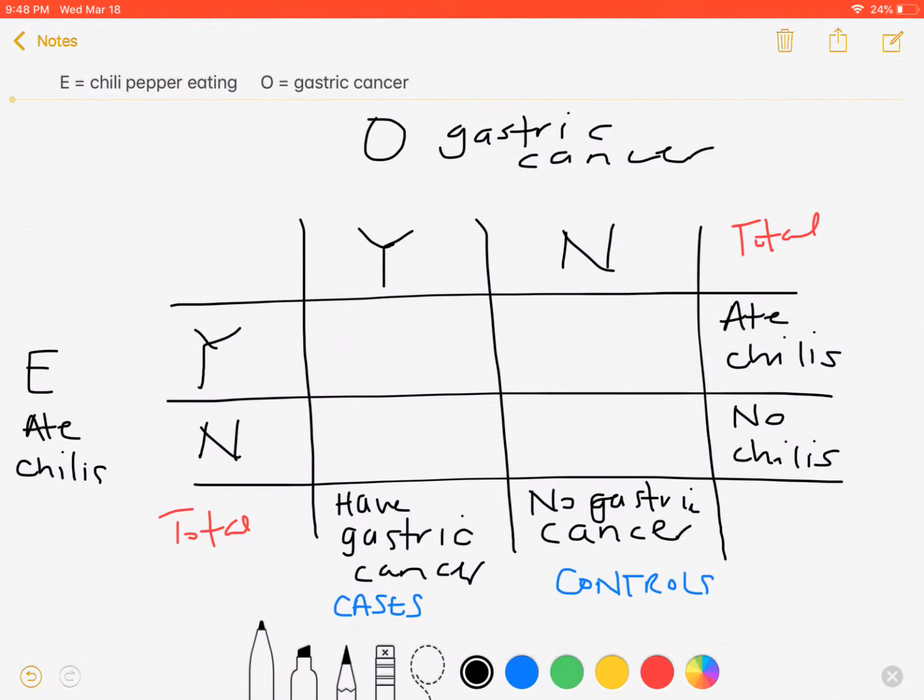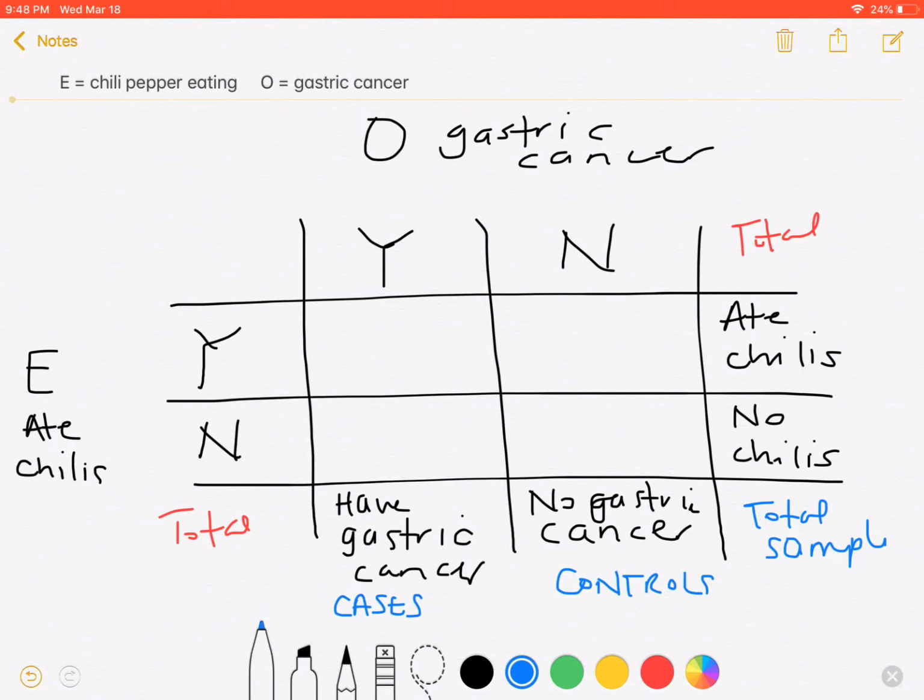So then how do we look at this table? Who ends up down here? That's everyone in our sample. So total sample. That means whether or not they ate chili peppers, whether or not they got gastric cancer. It's our total sample. Everybody. Regardless of what boxes they fall in.